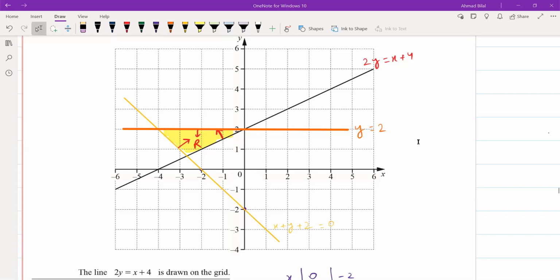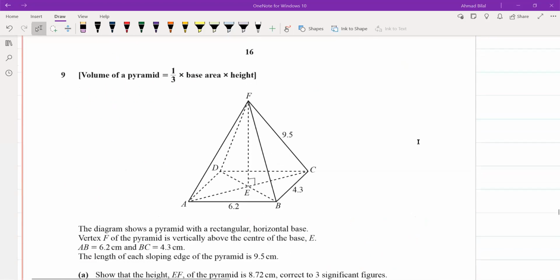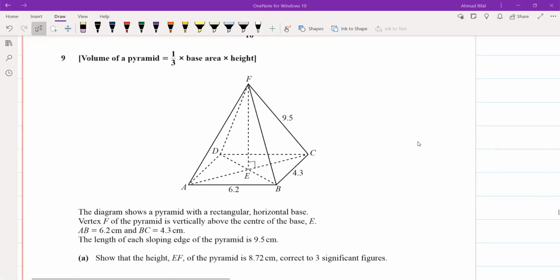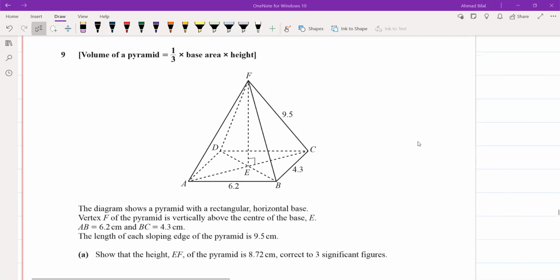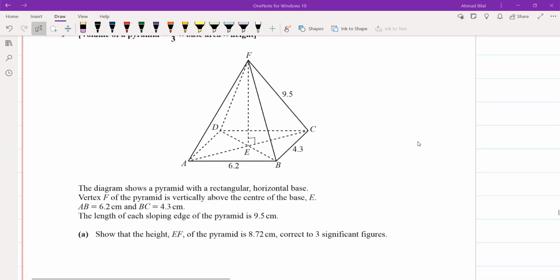All right, let's move on. Question number 9. So now you have a pyramid here. The volume of pyramid is given. The diagram shows a pyramid with a rectangular horizontal base. So it's a rectangular base at the bottom, right? So 4.3 and 6.2. These are the lengths of that rectangle.